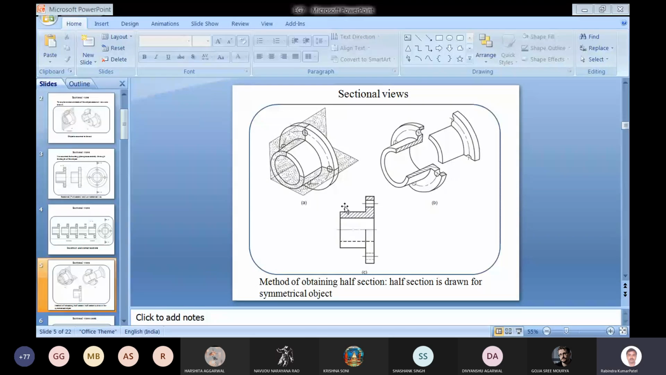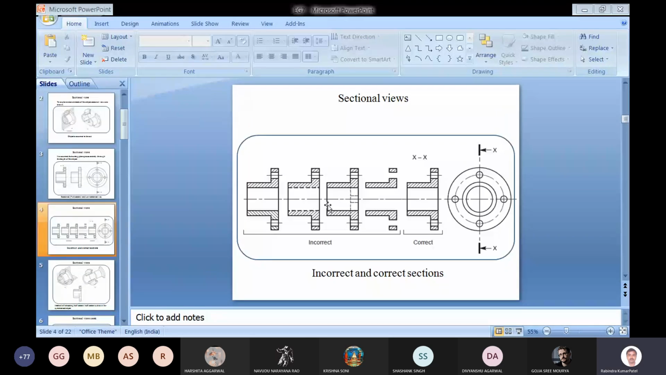So here in this first one, the hatching directions are different, and for a single part we make a single hatching direction. So that's why it is incorrect. So this one only is correct.